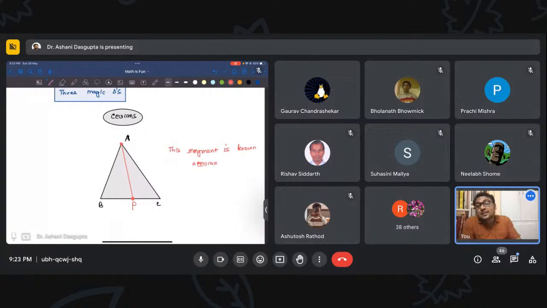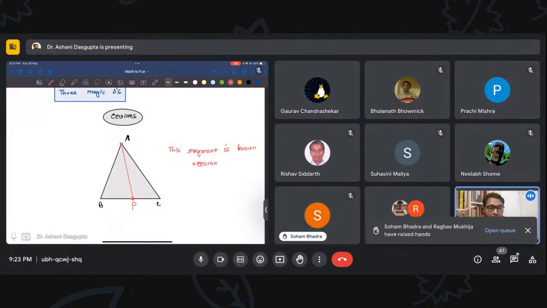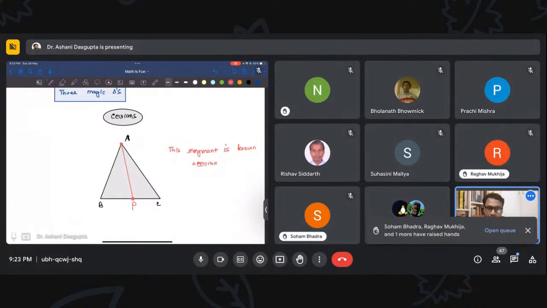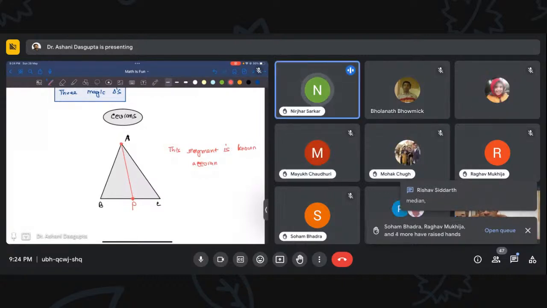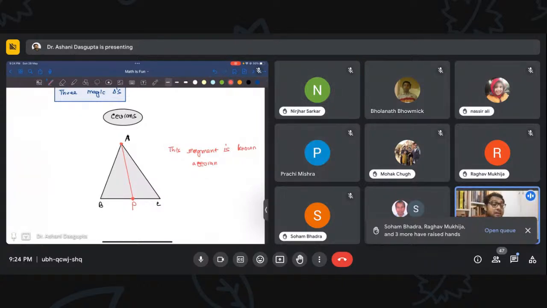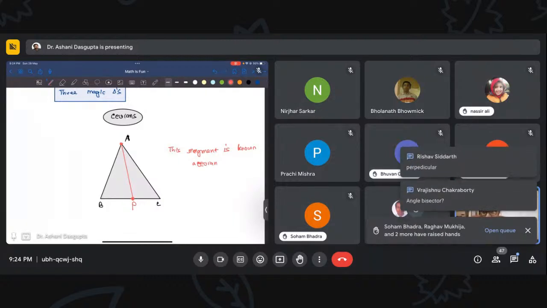Now we know certain special Cevians from our school geometry. Can any of you tell me an example of a special Cevian that you have learnt about? Let's go to Nirjhar Sarkar. So the altitude, the median. Okay, the altitude of a triangle, the medians of a triangle, they are all examples of special Cevians. Angle bisector is also a Cevian.